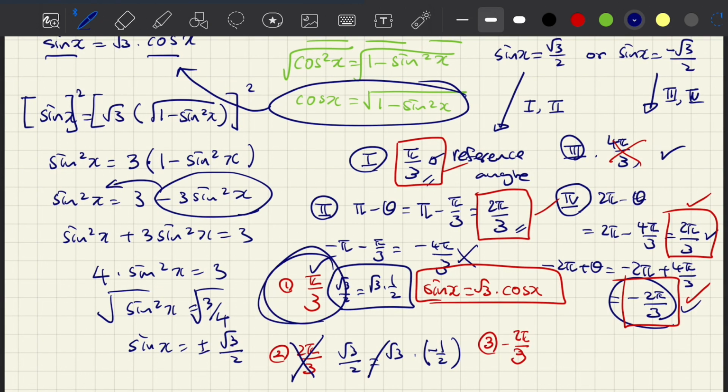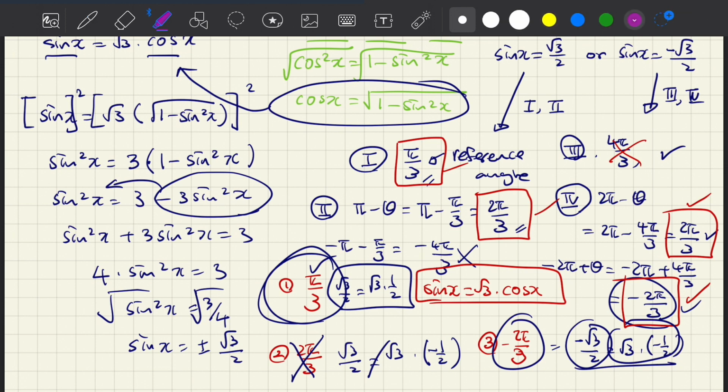Okay, then when the x value is equal to negative 2 pi over 3, sine negative 2 pi over 3 will give us negative square root 3 over 2. And square root 3 times cosine negative 2 pi over 3 will give us negative square root 3 over 2. So the answer is correct, right? So there are two answers. They are pi over 3 and then negative 2 pi over 3.